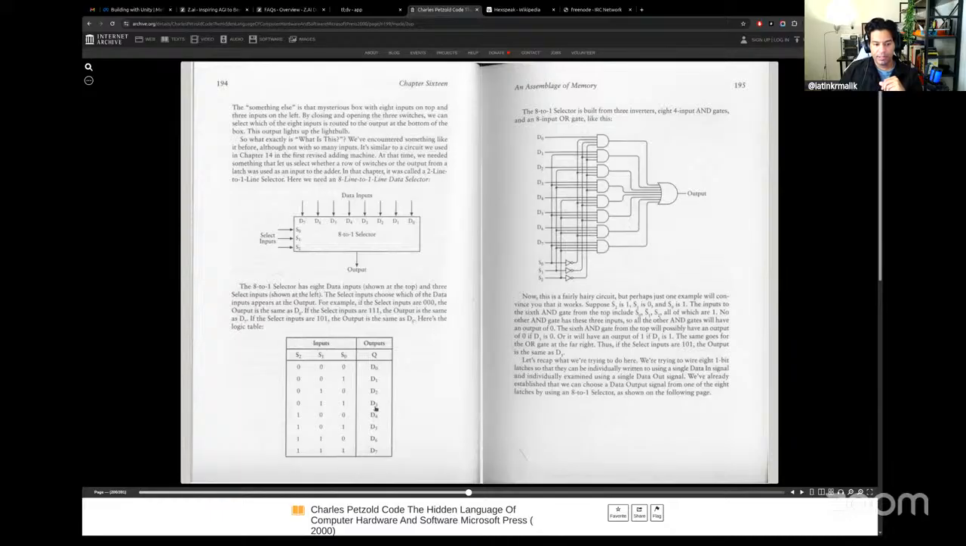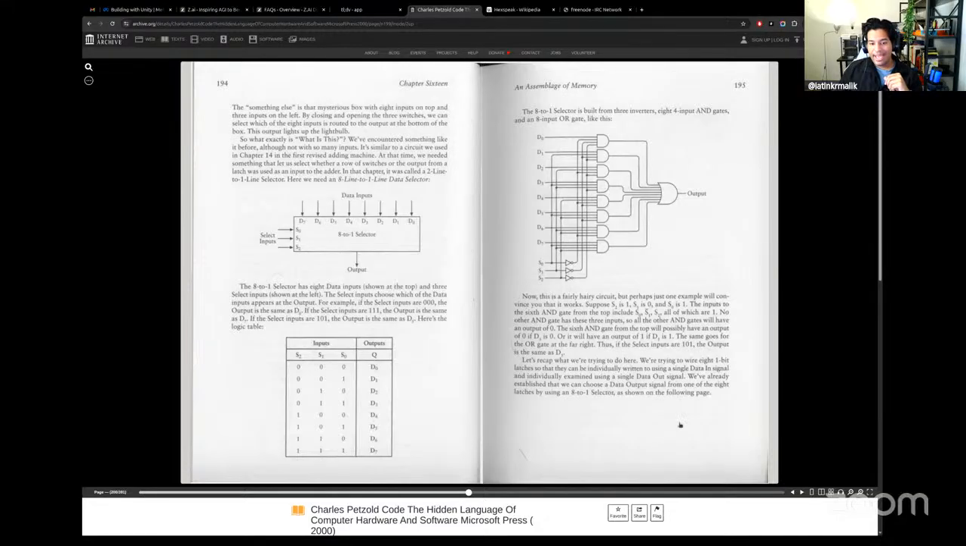Here is the logic table, which is basically looking at the select inputs as a binary number and giving you the Q output. The 8 to 1 selector is built from 3 inverters, 8 4-input AND gates, and an 8-input OR gate, like this. This is basically how you create a switch case, or if else, if else, in an electrical circuit, where based on these 3 numbers we change the output we want to give forward.